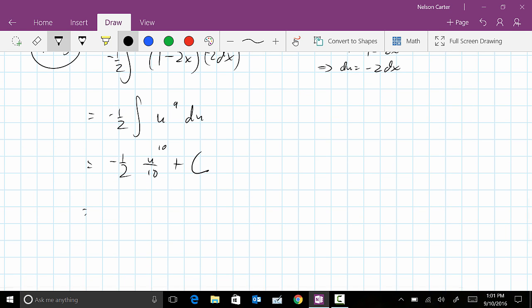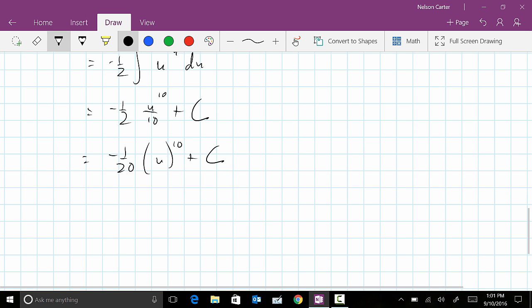So then you're just going to rewrite this as negative 1/20 times u to power 10 plus c, but then what was u? u was 1 minus 2x, so this is now negative 1 over 20 times 1 minus 2x all to power 10 plus a constant.